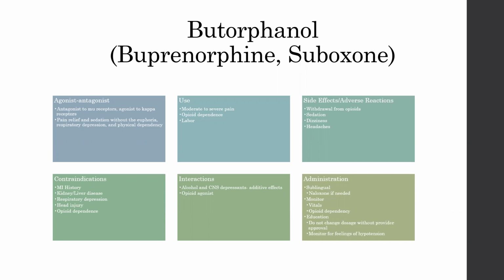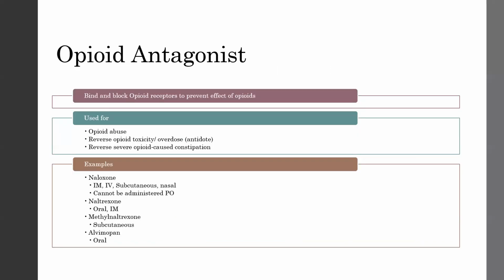Administration is done sublingually. If needed, they can use naloxone as an antidote. We would want to monitor for vitals and opioid dependency. The education for Suboxone would be to not change the dosage without the provider's approval and monitor for feelings of hypotension. Then we have our opioid antagonists, and these bind and block opioid receptors to prevent the effect of opioids.